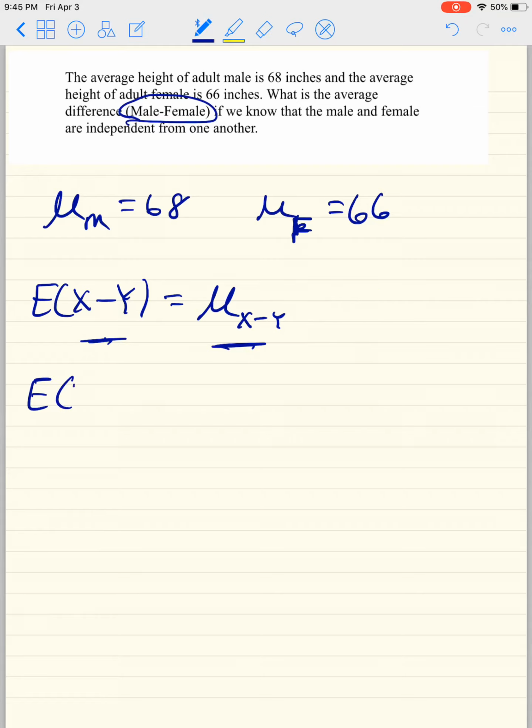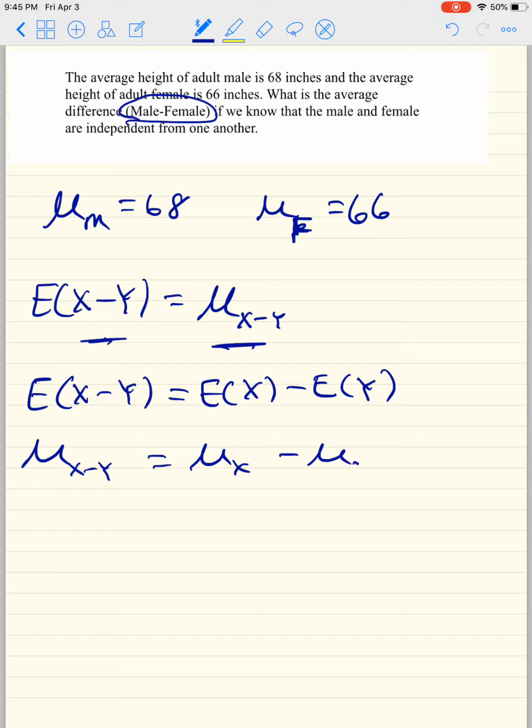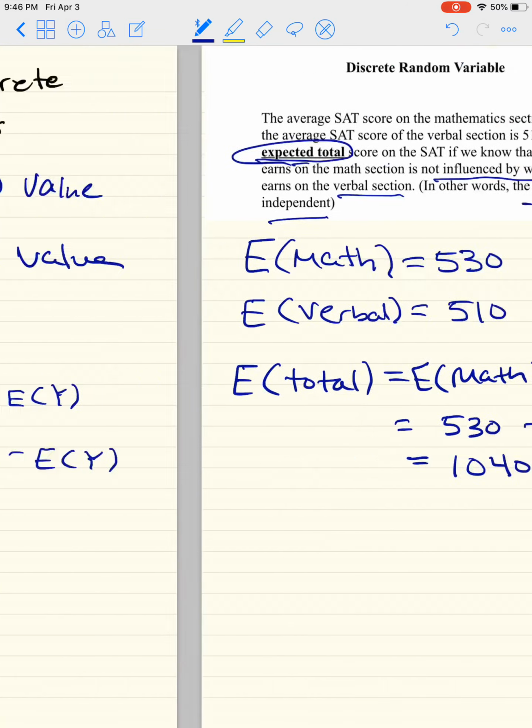This is just E of X minus Y, which is E of X minus E of Y, or mu of X minus Y is just mu of X minus mu of Y. They both mean exactly the same thing. And that answer is pretty simple. It's just going to be 68 minus 66. It just shows a difference of 2. Now notice I put male minus female. If I put female minus male, you would have to put the 66 minus 68. So that's how we do the addition and subtraction of averages for discrete random variables.